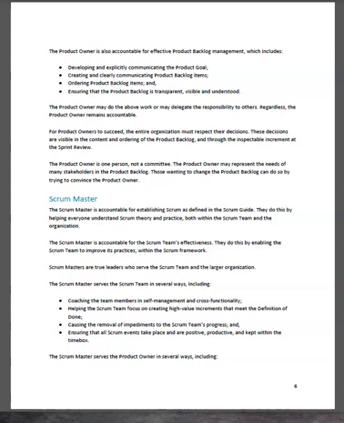The Scrum Master serves the Scrum team in several ways, including coaching the team members in self-management and cross-functionality, helping the Scrum team focus on creating high-value increments that meet the definition of done, causing the removal of impediments to the Scrum team's progress, and ensuring that all Scrum events take place and are positive, productive, and kept within the time box.